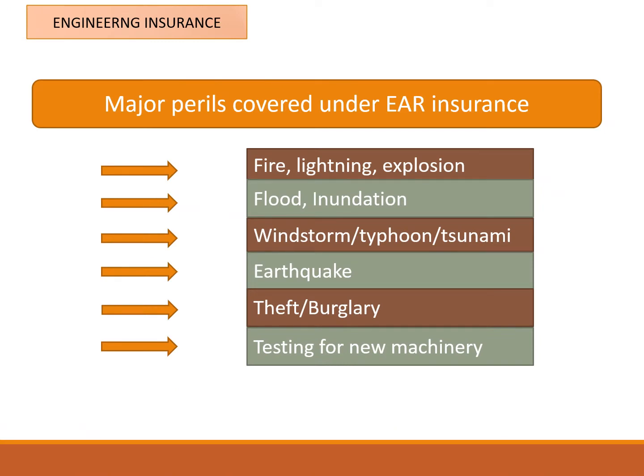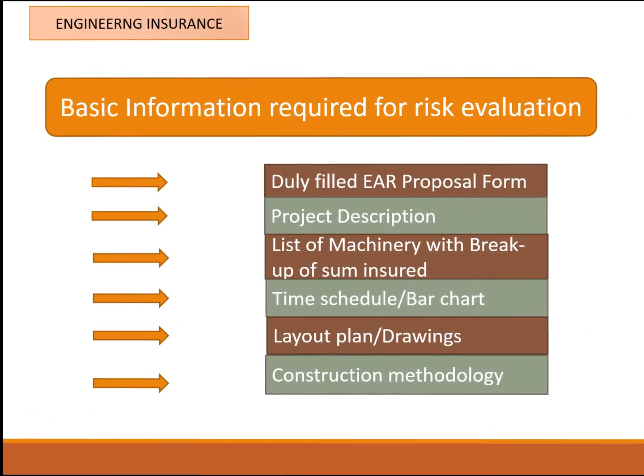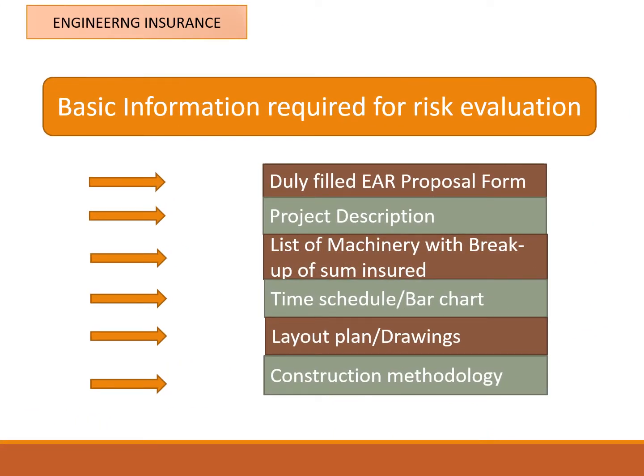The main perils covered under EAR insurance are fire, lightning, explosion, flood, inundation, windstorm, typhoon, tsunami, earthquake, theft, burglary, and testing of new machinery. Which are required for its evaluation: proposal form, project description, list of machinery with their breakup of sum insured, time schedule, bar chart, layout plan, drawings, and construction method.